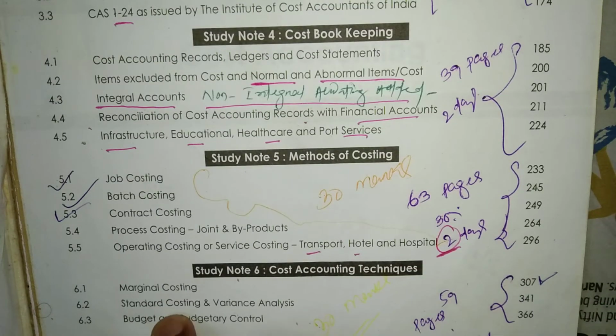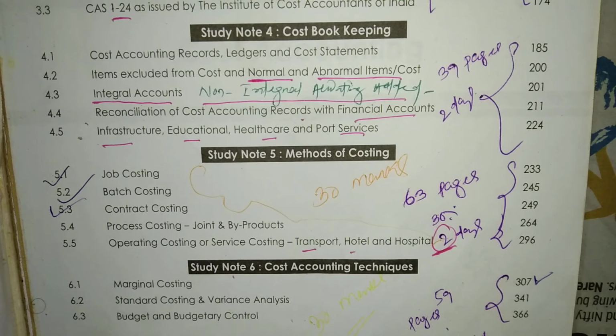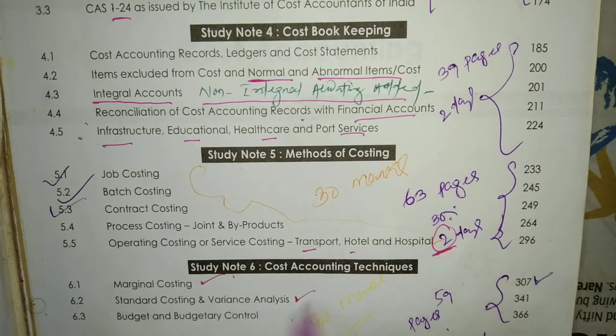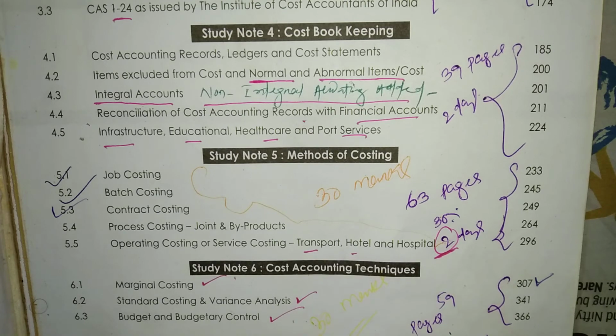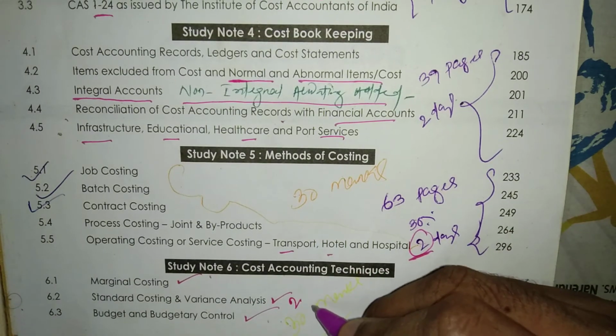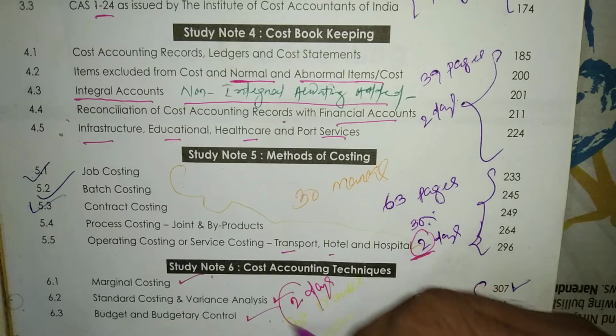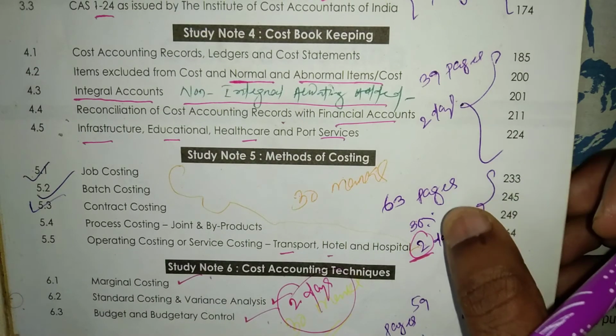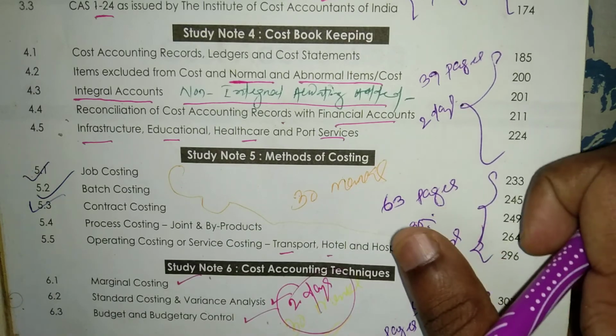Then study note number 6, that is cost accounting techniques. In cost accounting techniques, you need to study about marginal costing, standard costing and variance analysis, budget and budgetary control. Okay, three most important topics. There are 59 pages, and again it requires 2 days at least for revision. Okay, so in this way there are 15 days required to revise the entire paper.